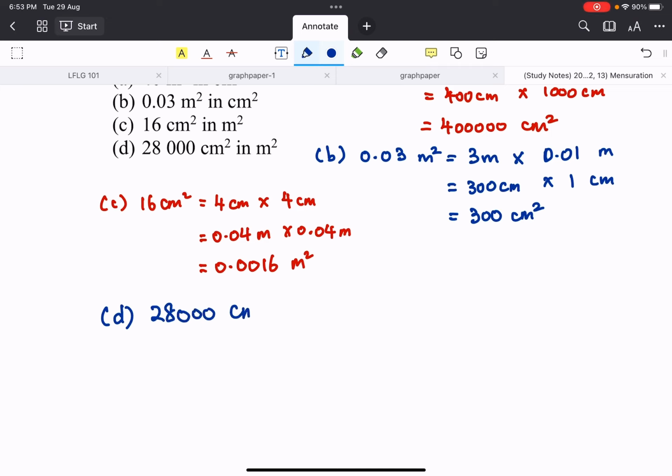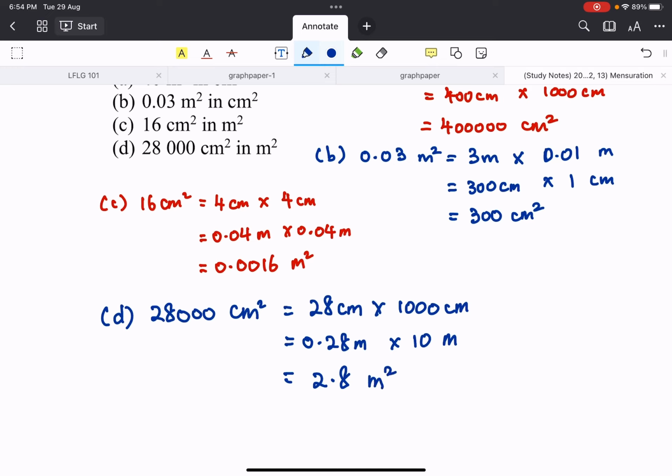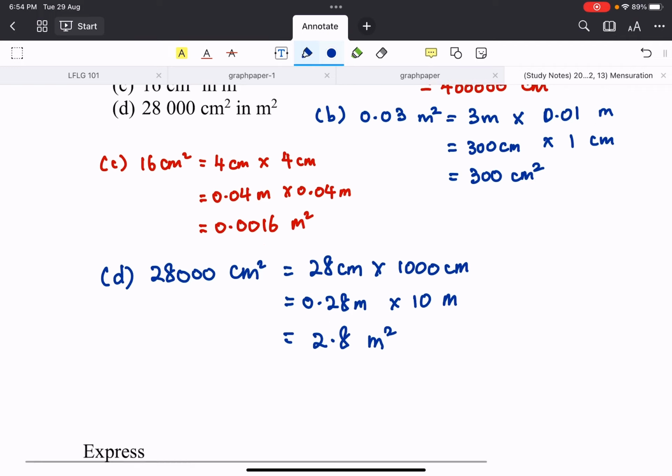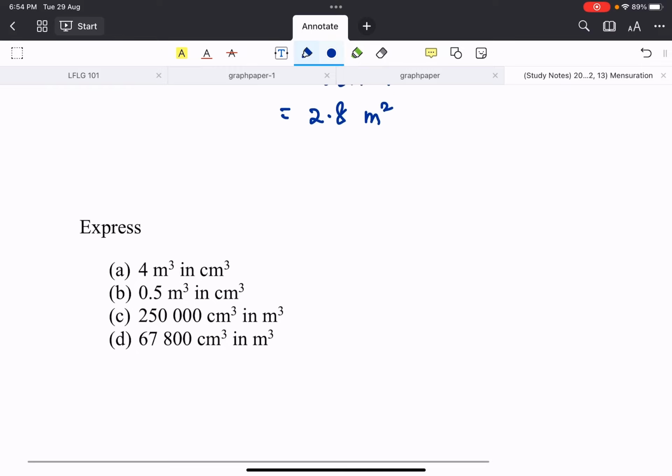And of course, the last example there, using the same idea, we have 28,000 square meters. We can break this one down to 28 cm by 1000 cm. Why not? So from here we have 0.28 meters by 10 meters, which gives me the final result of 2.8 square meters. So you get the hang of this. I hope it's not too confusing. Using the same idea, we can apply it to volume as well. So in the next section, let's take a look at volume.